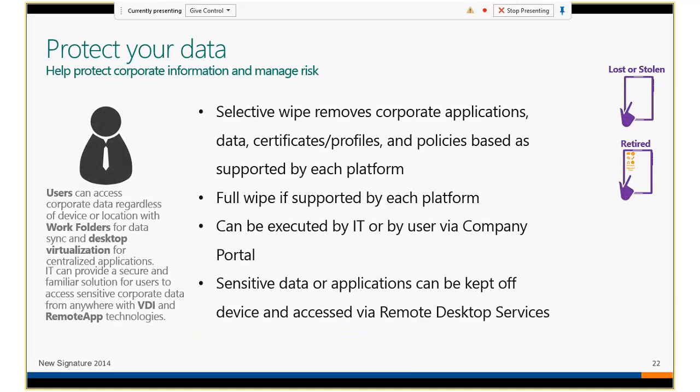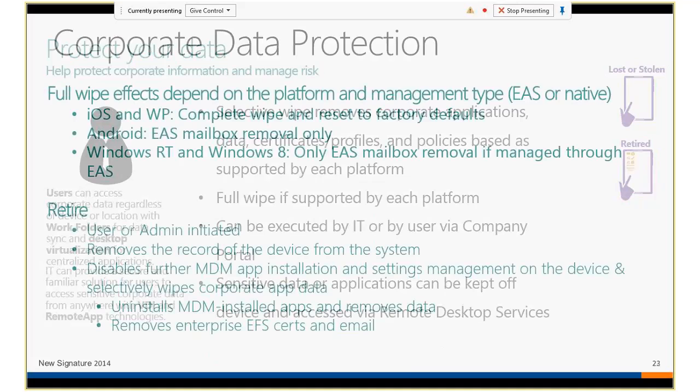So we see some details here that selective wipe will try to remove the corporate apps. Full wipe will be attempted if it's supported. And these options can be executed by either IT or the end user via the company portal, and allow us to keep our sensitive data or applications off, or remove that information if the devices are lost. We also can provide that data securely through something like remote desktop services. So we have other options there as well.